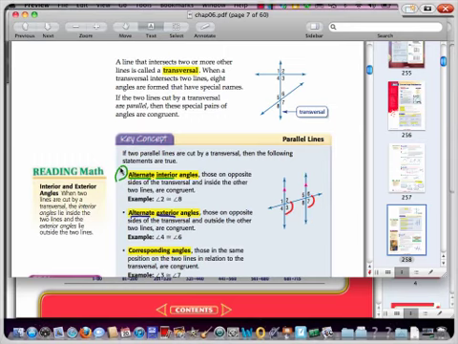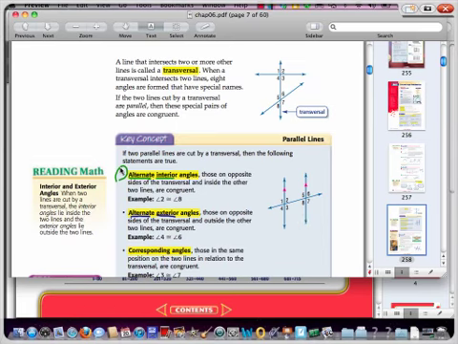Give me another set of corresponding angles. Now on this one, you could have given me a lot. There's several of them. 1 and 5 are corresponding angles, 4 and 8, or 2 and 6. All of those are examples of corresponding angles.